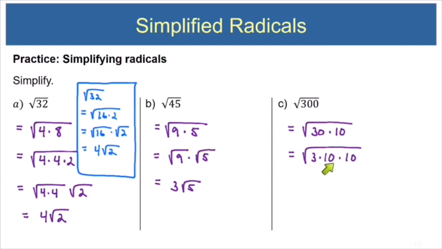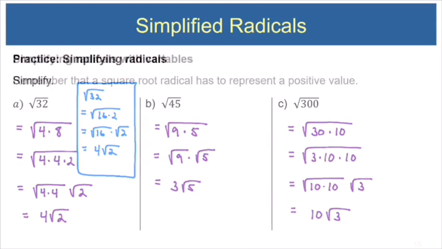Now when I split this up, I'm going to put my pair of 10's together under one radical, and I'm going to put the 3 under a separate radical. And of course, 10 times 10 is 10 squared. So the square root of 10 squared is just 10, and then the square root of 3 is not a whole number, so that stays under that radical. And so the square root of 300 is equal to 10 times the square root of 3.